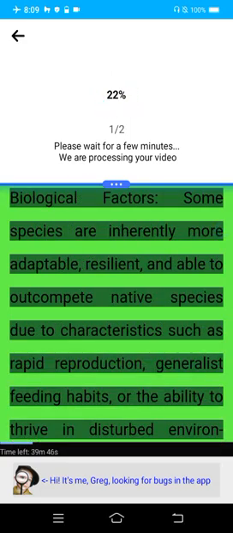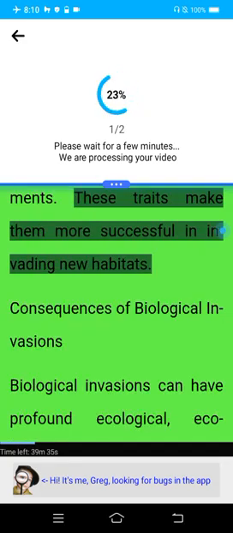Biological factors. Some species are inherently more adaptable, resilient, and able to outcompete native species due to characteristics such as rapid reproduction, generalist feeding habits, or the ability to thrive in disturbed environments. These traits make them more successful in invading new habitats.